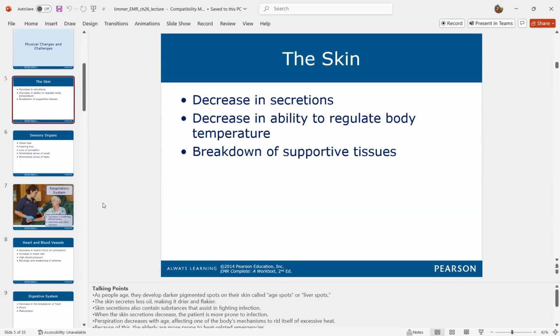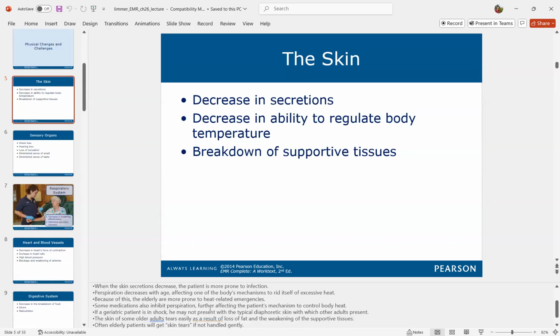As people age, they develop darker pigmented spots in their skin called age spots or liver spots. The skin secretes less oil, which makes it drier and flakier. Skin secretions also contain substances that assist in fighting infection. When the skin secretions decrease, the patient is more prone to infection. Perspiration decreases with age, affecting one of the body's mechanisms to rid itself of excessive heat, so they can get hot quicker. They're more prone to heat-related emergencies. Some medications also inhibit perspiration, further affecting the patient's mechanism to control body heat.